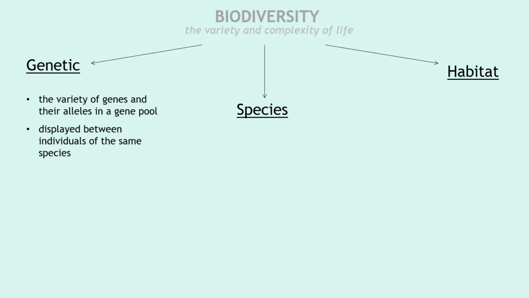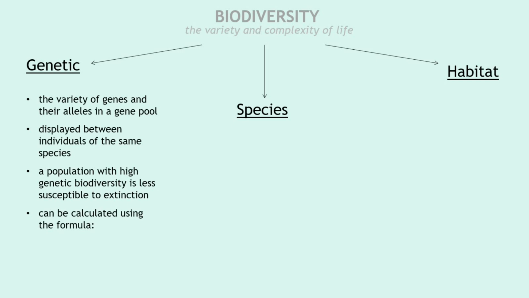Now, here's one key idea. A population with high genetic biodiversity will be less susceptible to extinction than a population with low genetic biodiversity, and we'll find out why that's the case in just a few moments. We can calculate a value for genetic biodiversity, and we use this formula: the number of polymorphic gene loci divided by the total number of loci, multiplied by 100 to get a percentage.